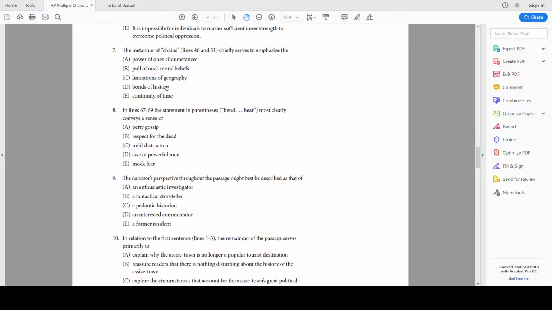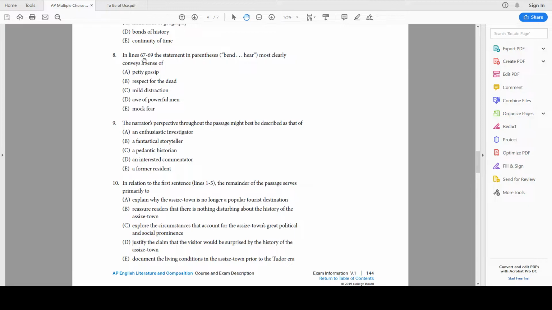Bonds of history. I could see where a student could get confused and mark bonds of history, because obviously one's social particularities are part of history, but one's circumstances are a much more direct link to what the passage is talking about, and then continuity of time. I don't understand how you could possibly think that's the answer. So clearly the answer is A.